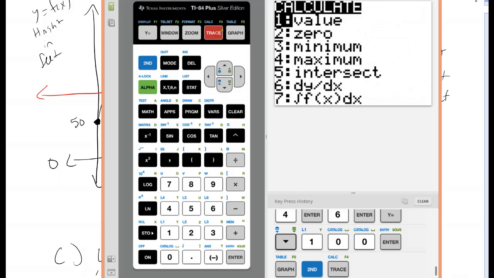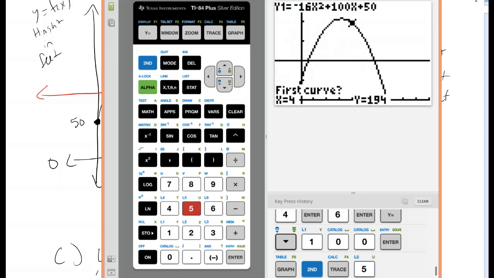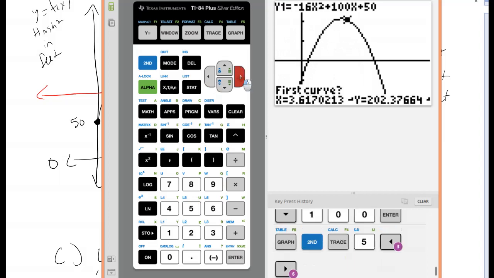Remember, we do this second trace intersect. So second trace, pick 5. First curve, second curve, and guess. So again, oops, I was closer to the other one. Go over to the one I was closer to. Come on, a little faster. I got impatient, now it went past it. Of course. Alright, first curve, second curve, guess.